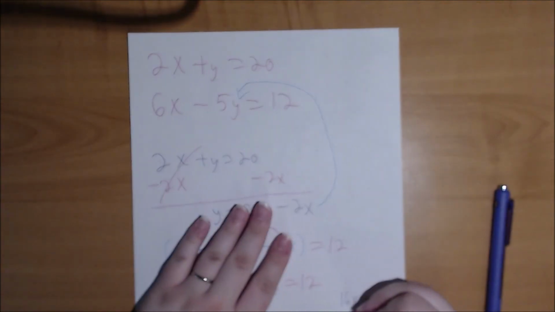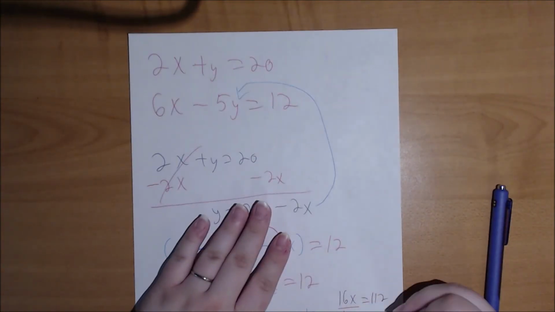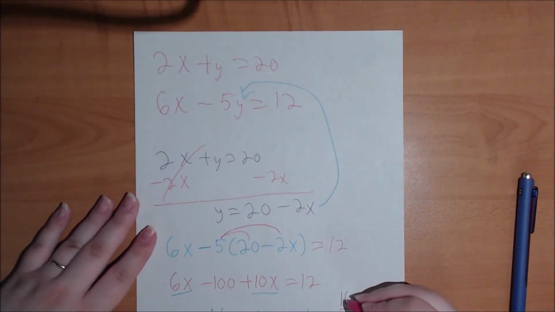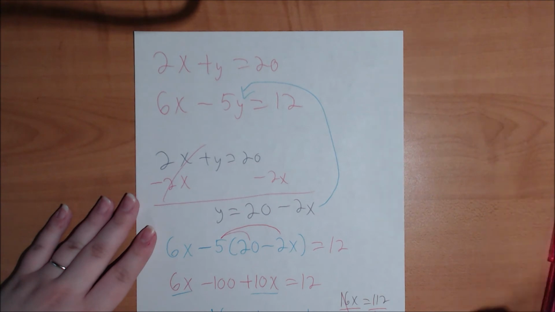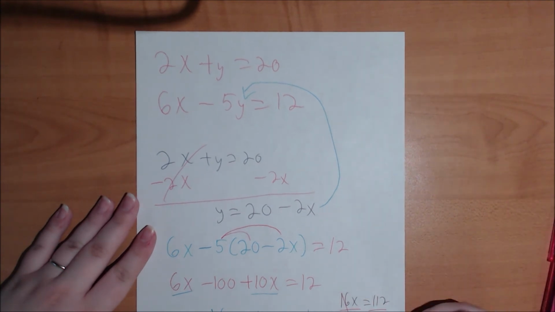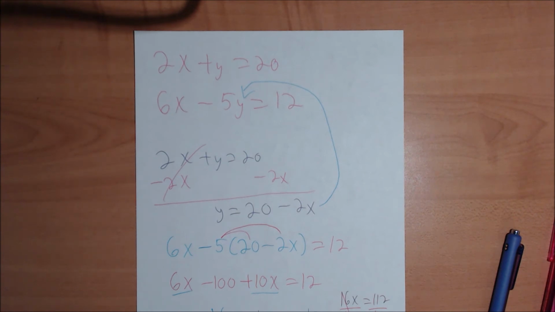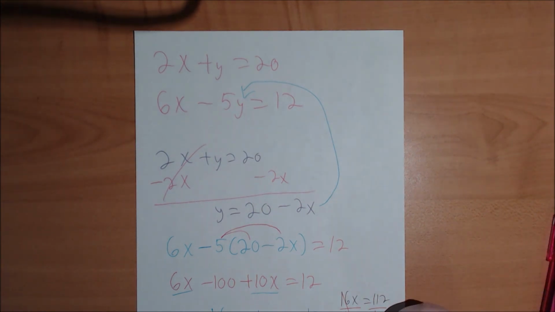I'm going to divide each side by 16. 16x divided by 16 is x. And then 112 divided by 16, what is it? How many times does 16 go into 11? It doesn't. So, 16 going into 112. Let's think about it. 112 divided by 16 is, of course, 7.